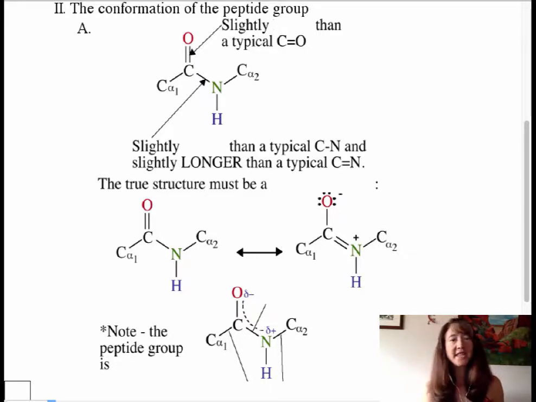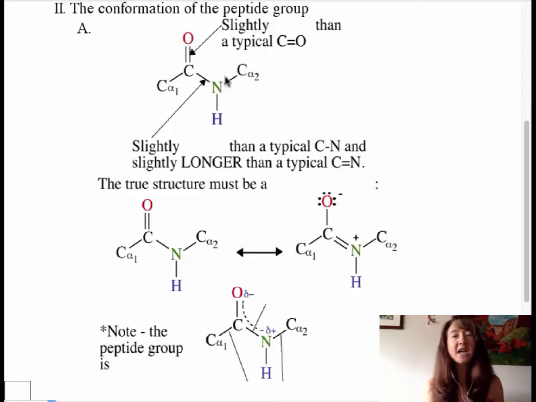In order to understand higher levels of protein structure, we really need to begin by understanding the conformation of the peptide group. And ultimately, in order to define the conformation of the peptide group, let's look at the peptide bond itself. Remember the C double bond O, bond N, bond H, right? This right here, the C bond N, is the peptide bond.